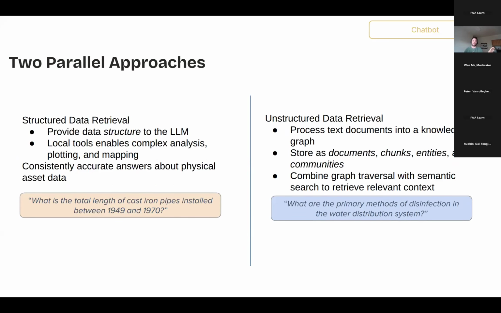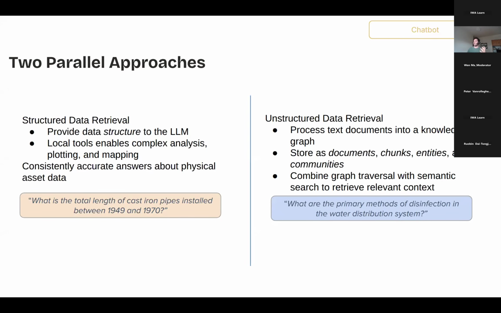First, structured data retrieval, which is more, I would say, a classical prompt engineering approach, where we provide the data structure to the LLM and then the tool can do maps. I'm going to show quickly after what it can do, but it's meant to answer relatively simple questions, like what's the total length of cast iron pipe installed between 1949 and the 1970s, right? Then we have another approach, unstructured data retrieval. I'm not going to go in depth, but this is more of a RAG approach, where we have documents and put them into a knowledge graph, and this is very powerful.